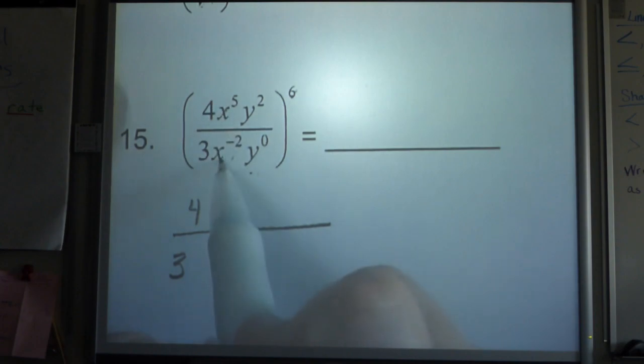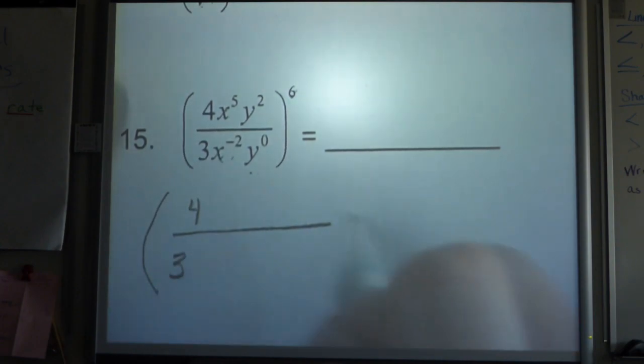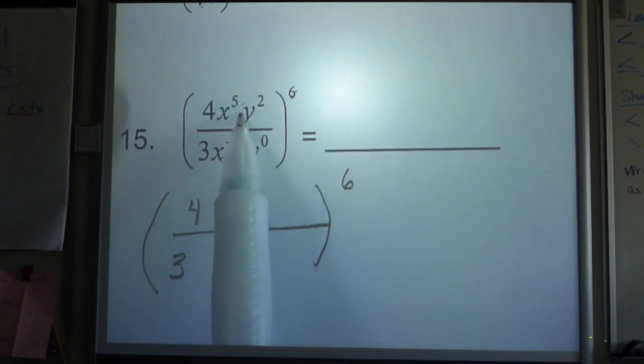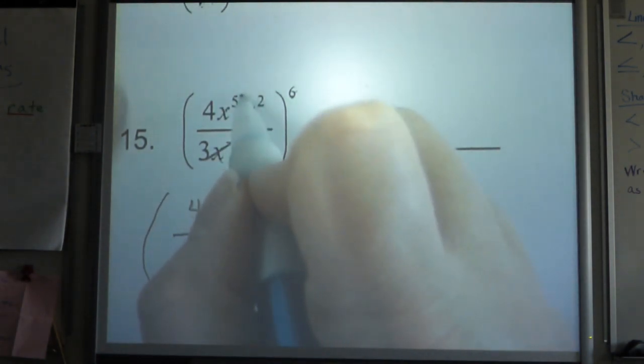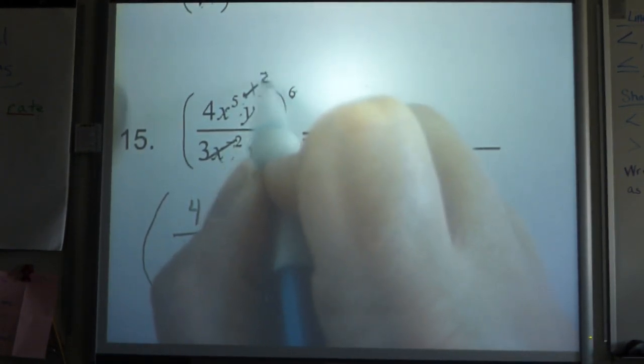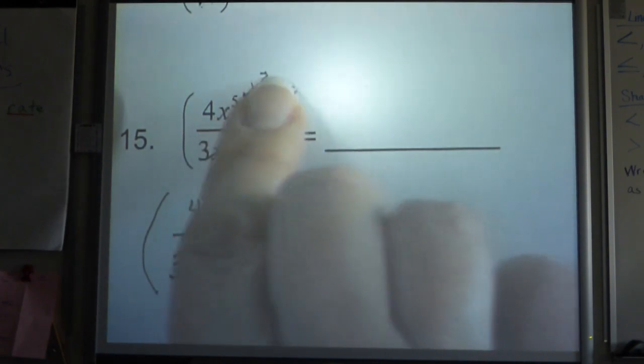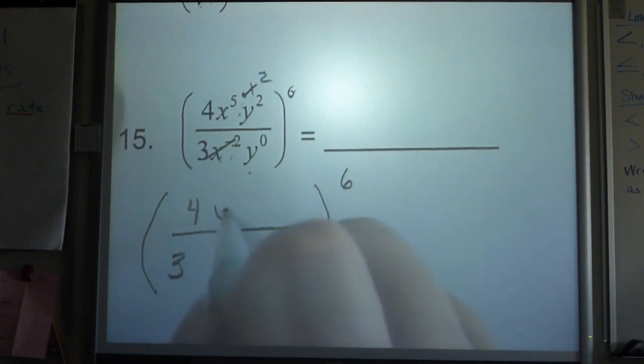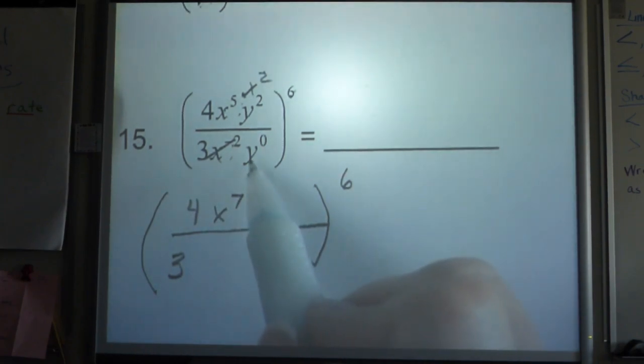Okay, I'm looking at my x's, and then all of this is going to end up getting raised to the 6th. Now I'm looking at my x's. I have x to the 5th, that's good. And I have x to the negative 2nd, that's a negative exponent. So I'm going to move this up to the numerator as x to the 2nd, right? Times x to the 2nd, not power of x to the 2nd, just times x to the 2nd. What's x to the 5th times x to the 2nd? X to the 7th.